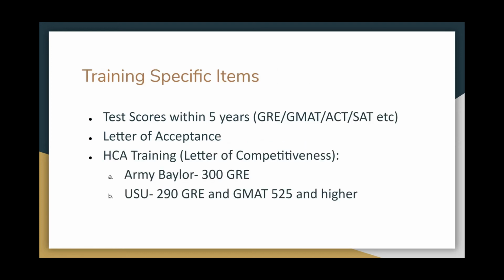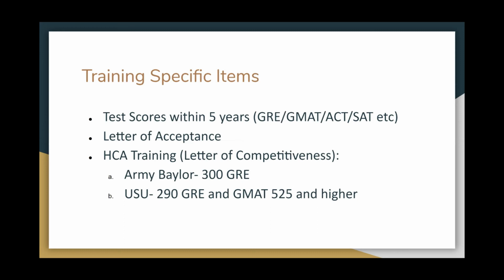And last but not least, training specific items. Remember on our last video, we talked about the different routes. One is the training route and one is the direct route. If you're going the training route, you're going to need your test scores within the 5 years, depending on what test requirement your program is asking for, and a letter of acceptance if you are in a program that requires you to be enrolled in a master's program.